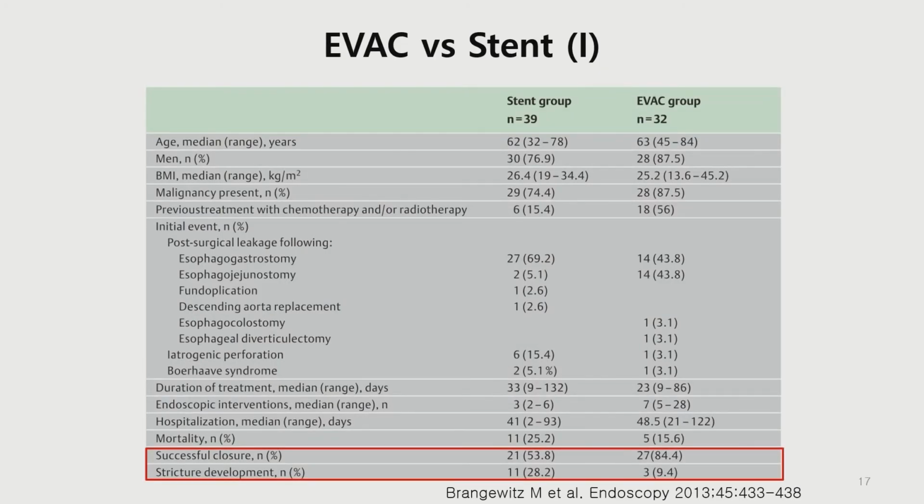In a German retrospective study, outcomes of patients who were treated with stent or endoscopic vacuum treatment for intrathoracic leak were compared. The overall closure rate was significantly higher in the endoscopic vacuum treatment group than in the stent group. Endoscopic vacuum treatment was successful in 85%. In addition, less stricture developed in the vacuum treatment group than in the stent group.